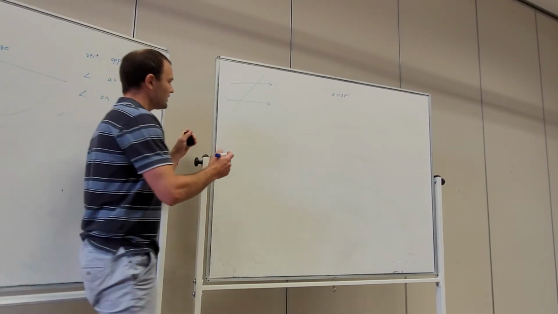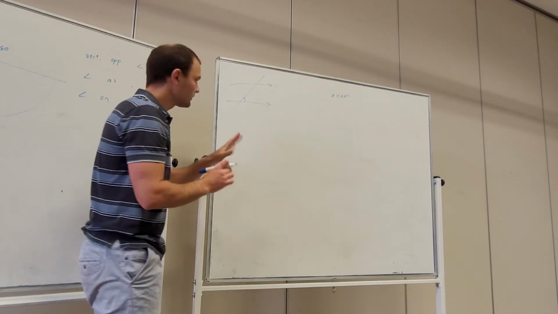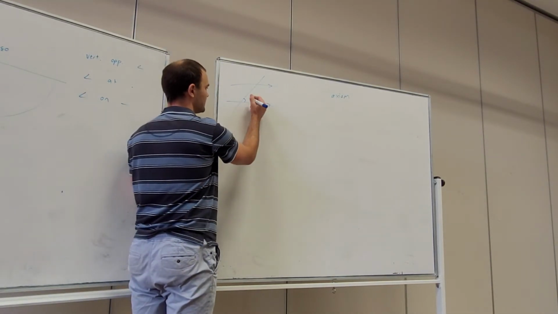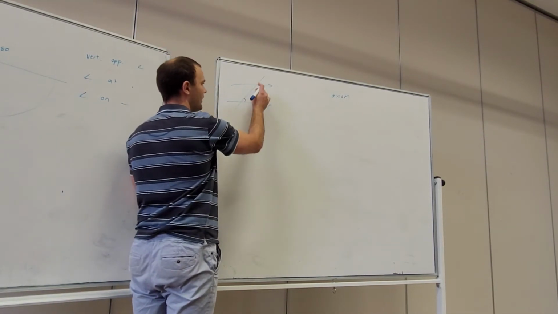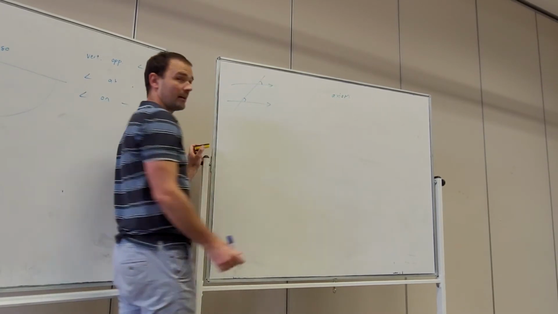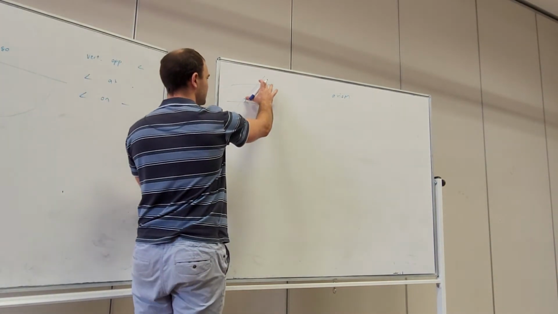And I might go, oh, let's check out this angle here. I could pull my protractor out and measure it, and I might say, oh, that's about 60 degrees. And then I go, well, that one looks quite similar. It looks like it's a similar angle. I could pull my protractor out and measure it, and I could see that they're both 60 degrees.